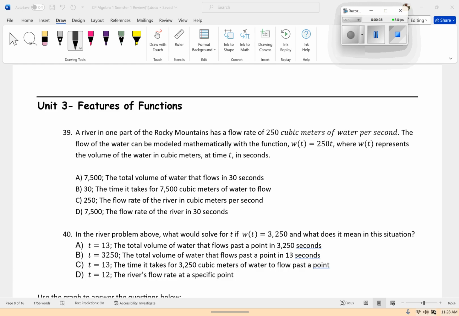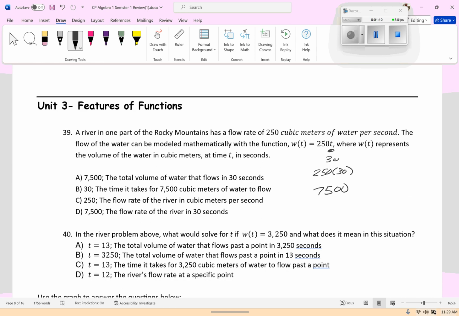It says 7,500, the total volume of water that flows in 30 seconds. Well, if I plug 30 in there, I get 250 times 30, which is how they got the 7,500. So the total volume of water that flows in 30 seconds, that could be it. Then, 30 is the time it takes 7,500 cubic meters of water to flow. So again, if I take the 30 and plug it in, I get that 7,500. So let's see if this is correct.